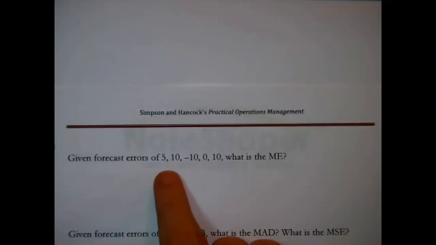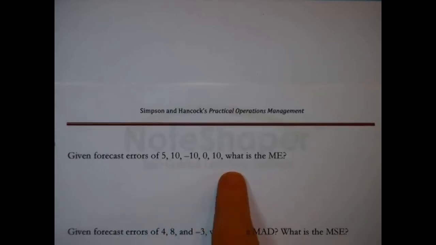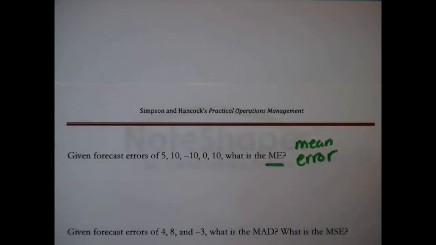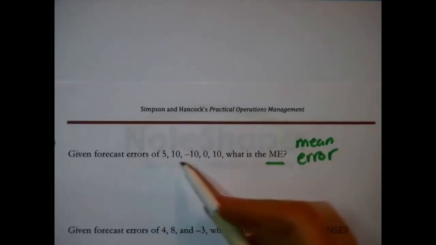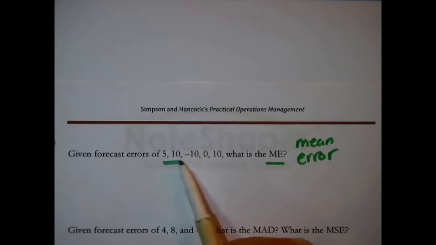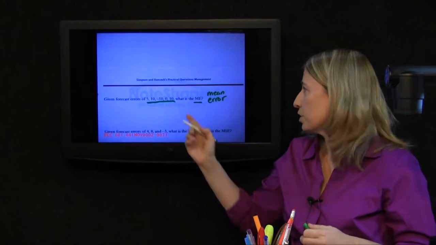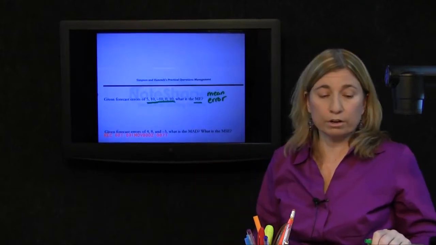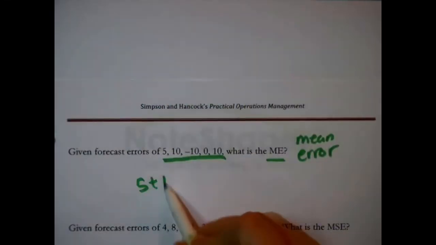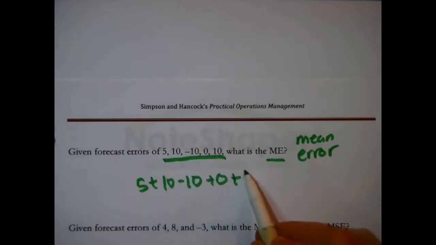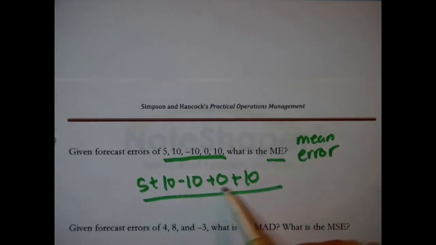Given forecast errors of 5, 10, negative 10, 0, and 10, what is the ME? What's that stand for? Mean error? Well, mean means average. These are the forecast errors. Just average the errors. So I would say, okay, 5 plus 10 minus 10, careful, that's a minus, plus 0 plus 10, divided by, count them up, how many of them are there?